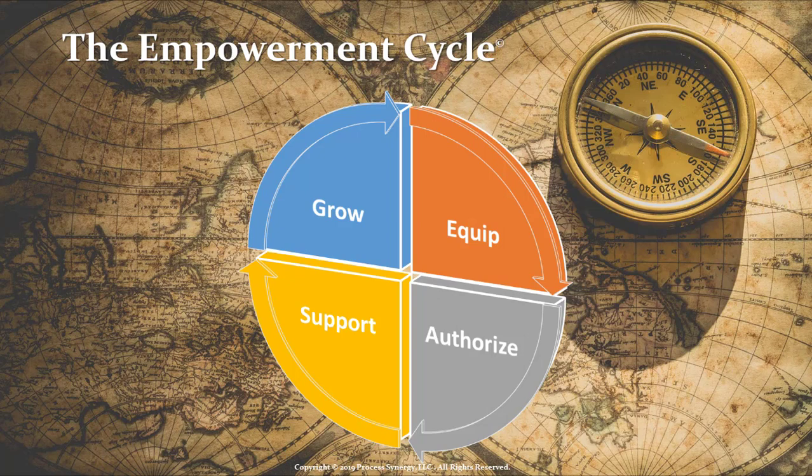Start a person's empowerment with an assignment that's challenging but commensurate with their abilities. When successful, give them their next, more challenging assignment and move through this cycle again. When that's complete, rinse and repeat. Let's take a closer look at each component of the empowerment cycle.